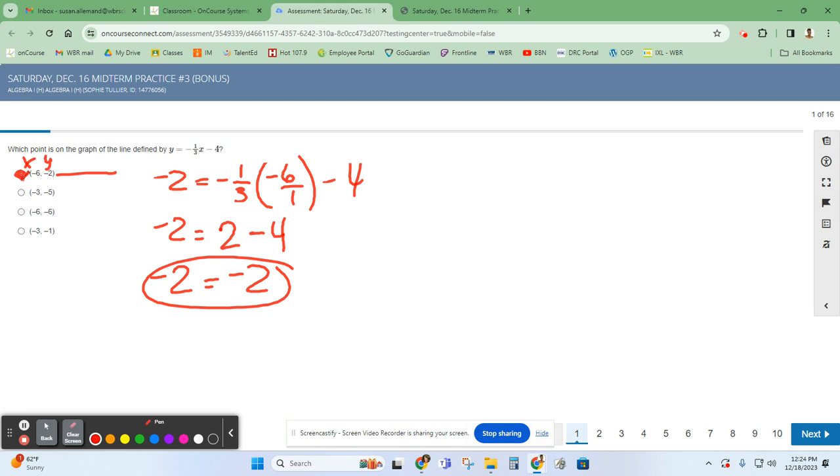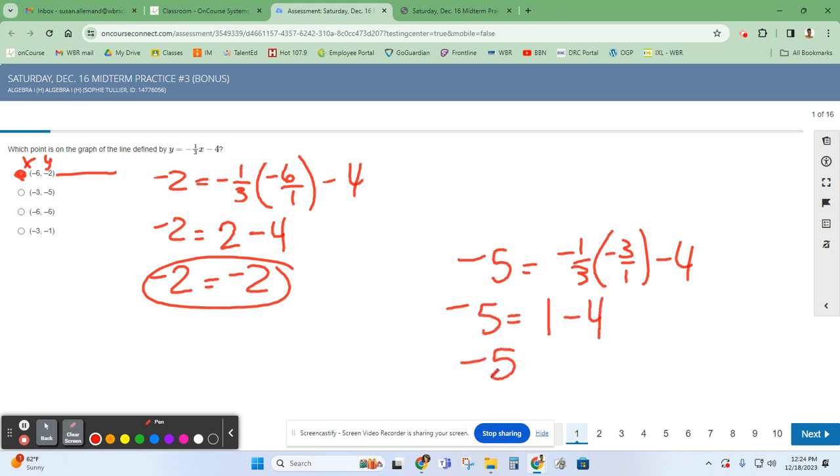If I tried one of the other ones, say -5 equals -1/3 times -3 minus 4, I'd get -5 equals 1 minus 4. -5 equals -3, which is not true, so that's why that's not the right answer.